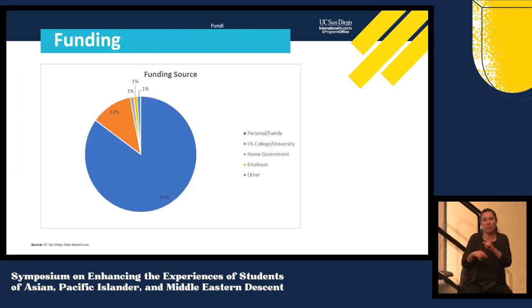their country. So this slide here shows that yes, 85% of the international students at UC San Diego, whether they're at the first year level, transfer, or the grad level, are sponsored by personal or family funds. So again, this is their own funds or their family or pooling of money together by family members. And then the other 12% is US college or university. So this is most likely our graduate students that are sponsored by departments. And the other remaining, as I mentioned, are home government or employer or a US international organization.